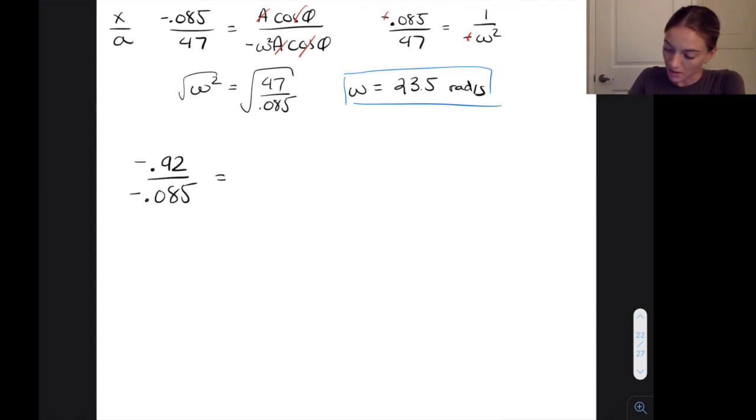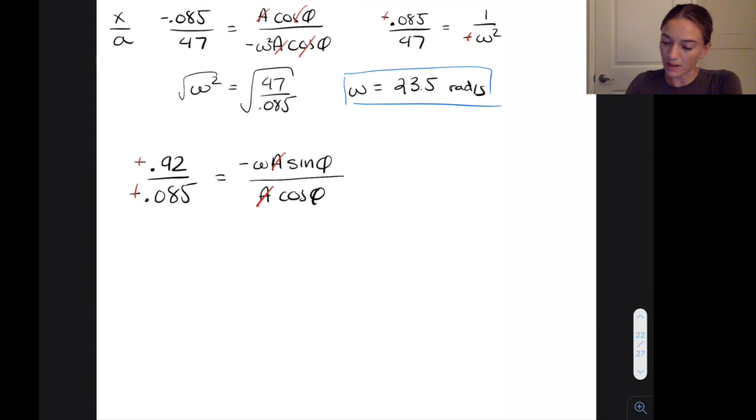The velocity was negative omega times the amplitude sine of phi, and the position was amplitude times cosine phi. So like I said, these cancel out and give positive. The amplitude here cancels out. We know what omega is now, right? We know omega is 23.5 radians per second. And we want to find phi.